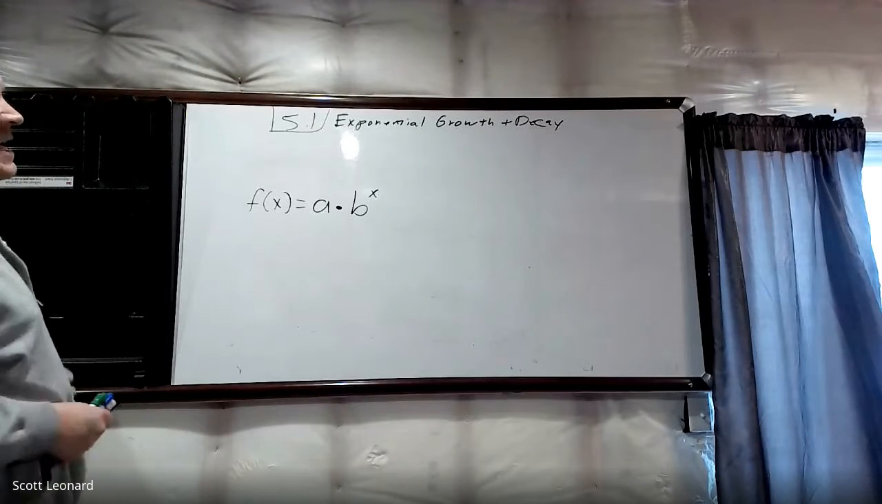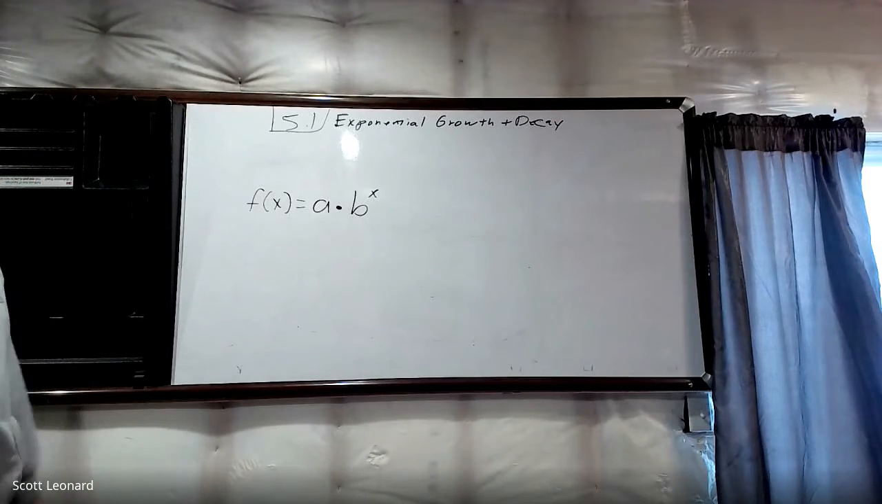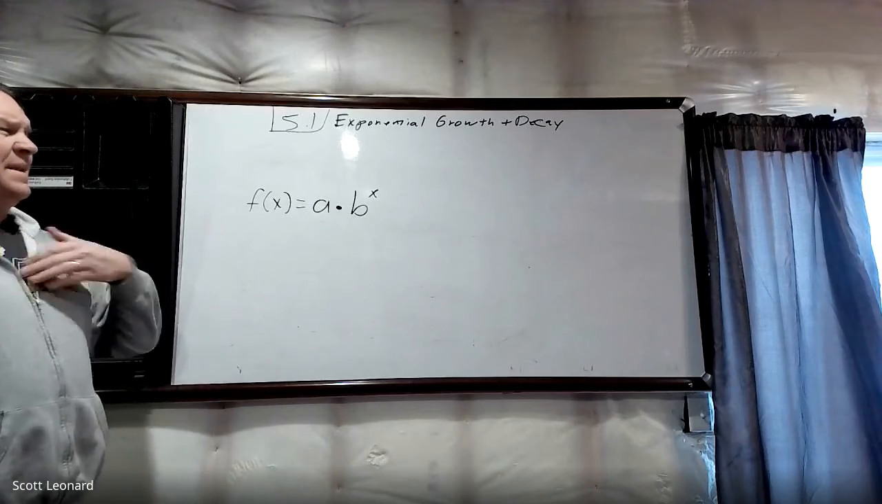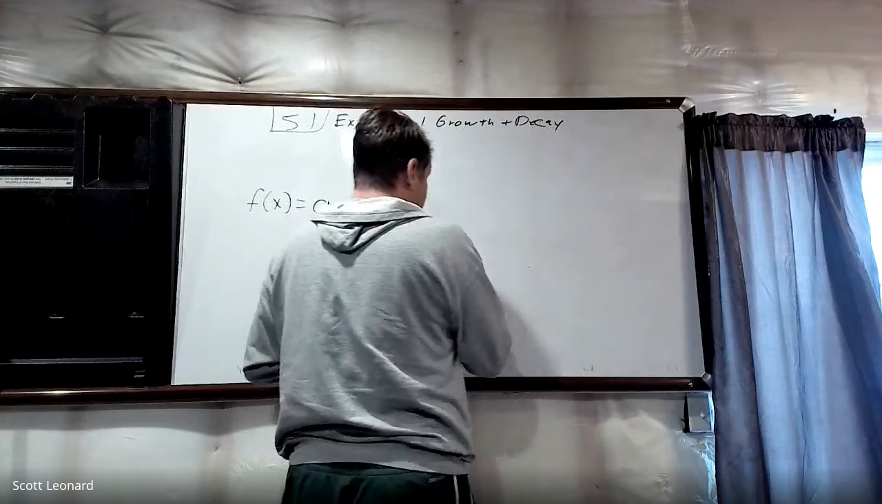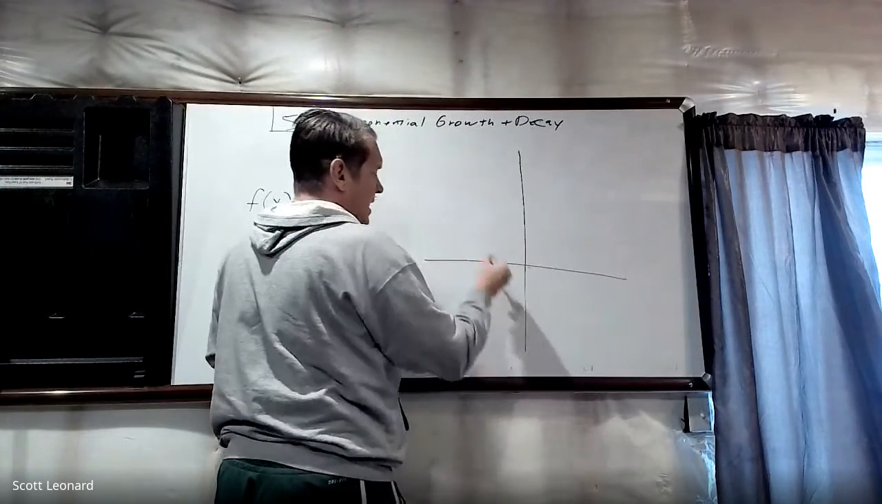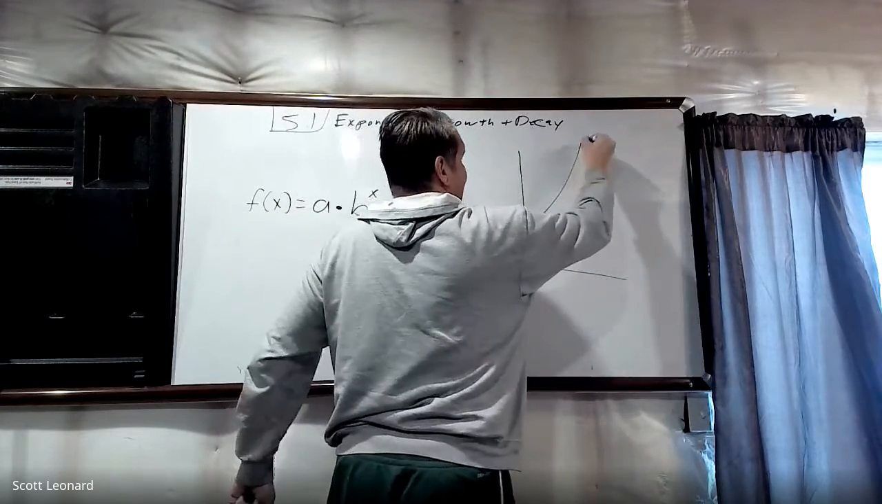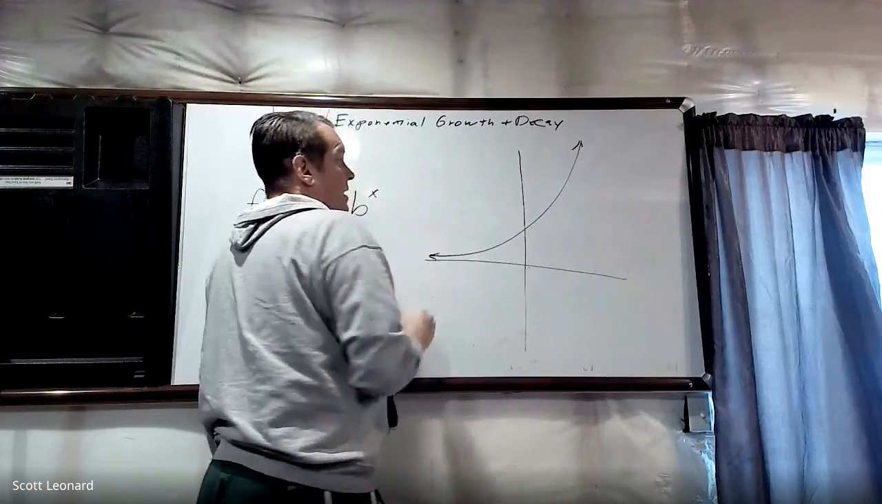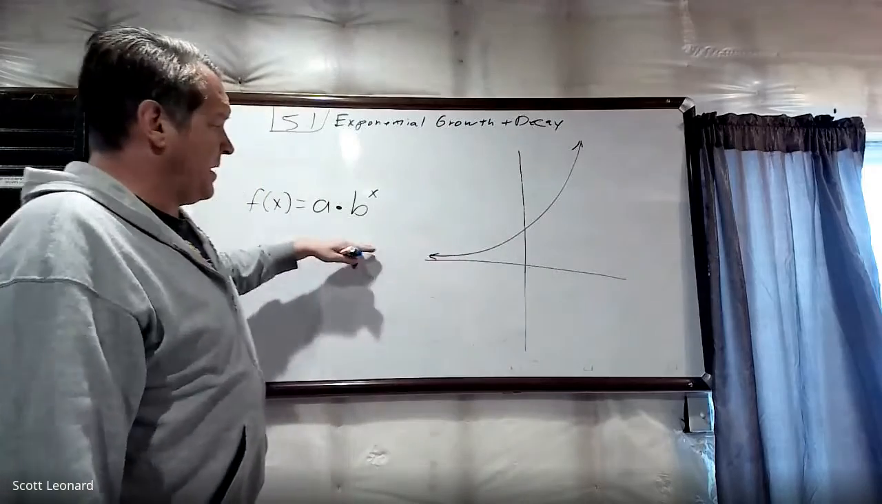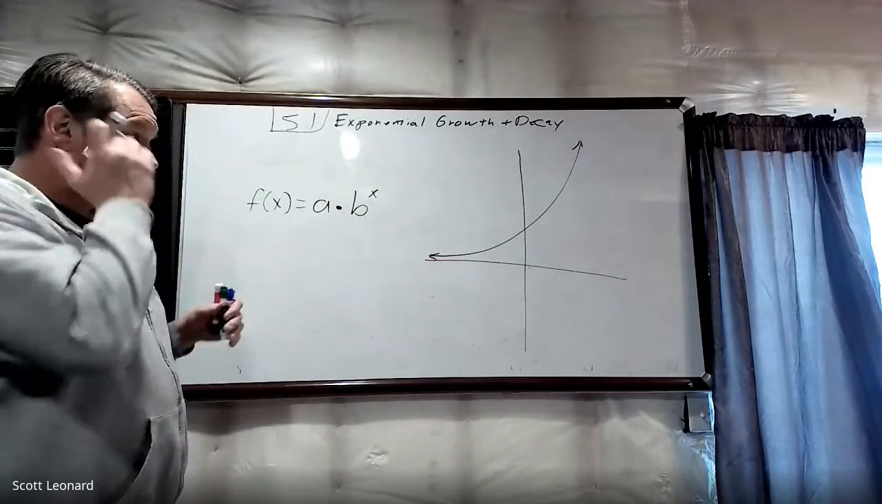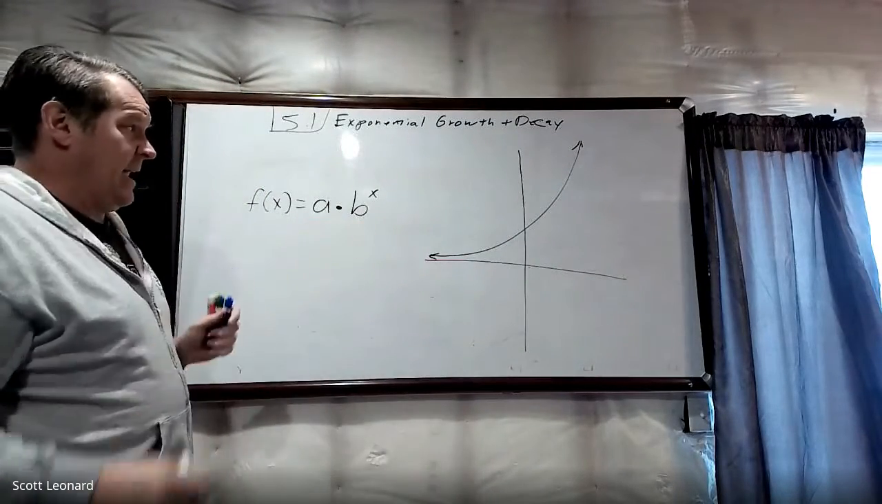What we have here is an exponential growth function. Don't copy down what I'm going to do right now. An exponential function is going to look like this. It's going to look kind of like a parabola, except it doesn't go up on the other side, it flattens out. We'll get to graphing later.